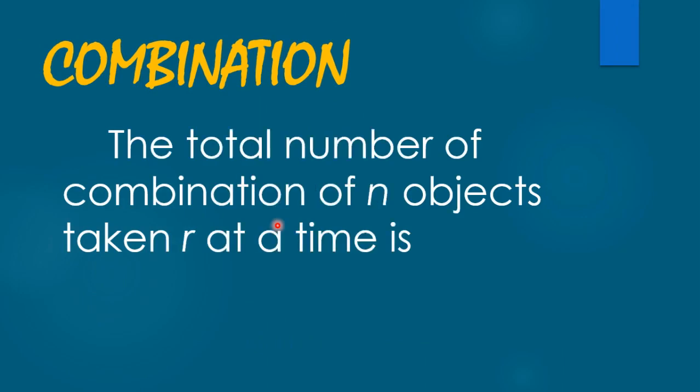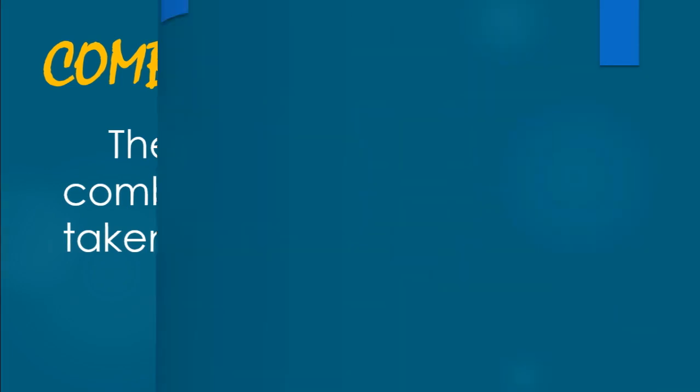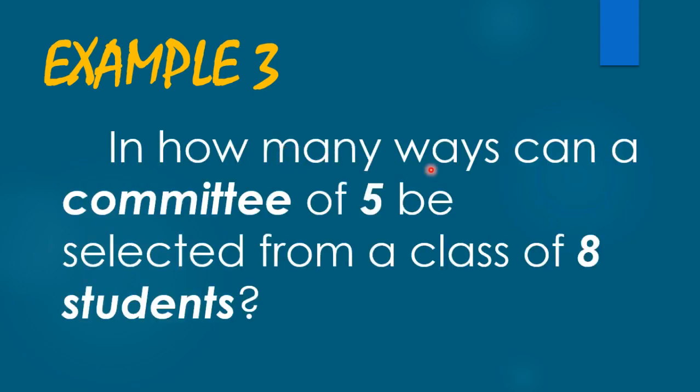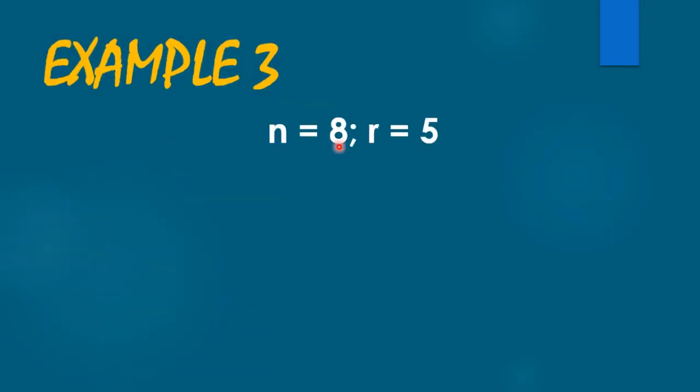To solve for combination of n objects taken r at a time, we will use the formula n factorial over r factorial times n minus r factorial. Example number 3. In how many ways can a committee of 5 be selected from a class of 8 students? Our n is 8 and our r is 5.